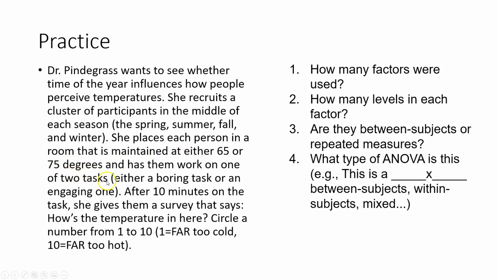And the third one was she was giving them one of two tasks. She was not giving them both. She was saying either boring or engaging. So all of these are between subjects variables. None of them are repeated. Thus, this is a three-way ANOVA that we would call a 4x2x2 between subjects ANOVA.